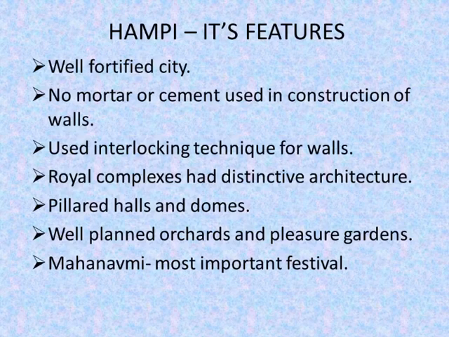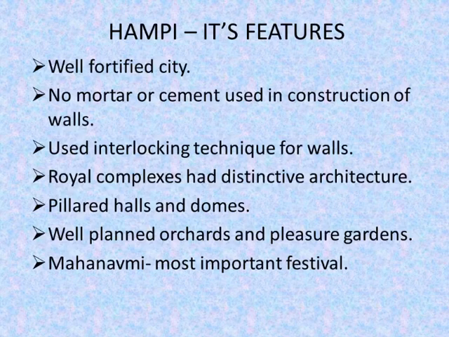Then, what did they use for making walls? They used interlocking technique or interlocking pattern. Then there were royal complexes, the palaces, with distinctive architecture. It had domes, it had pillared halls. Apart from the palaces and such royal buildings, they had well planned orchards and pleasure gardens. Now, the social life of this place was very obvious when they celebrated Mahanavami festival.